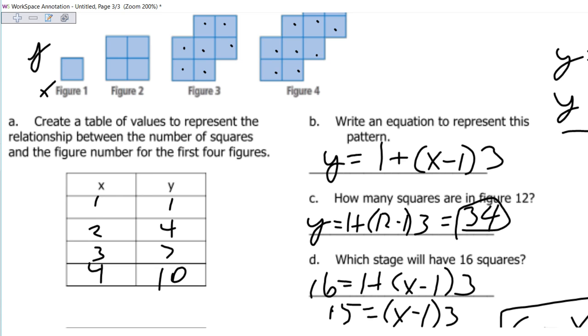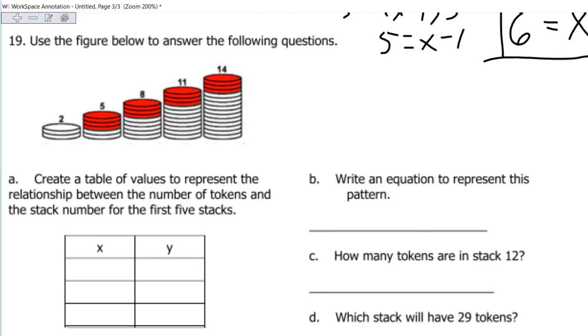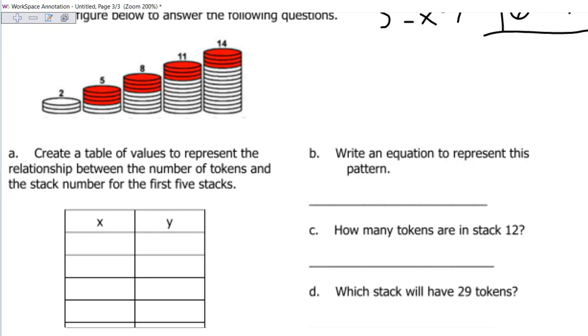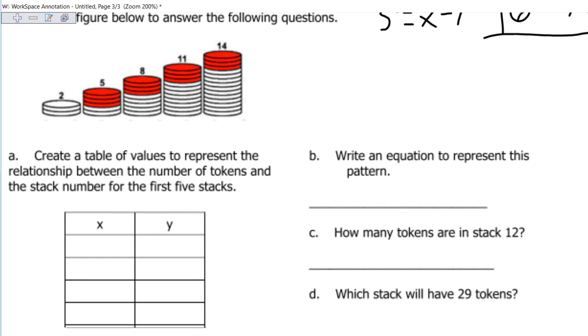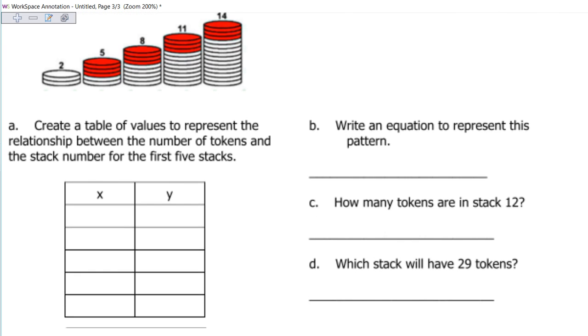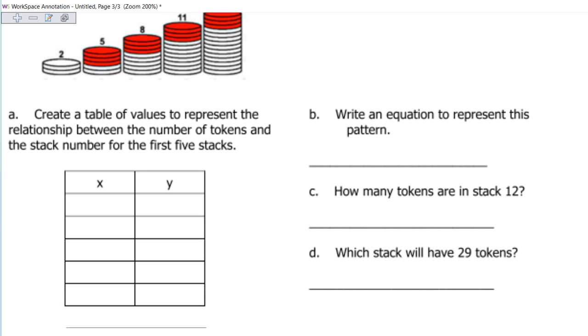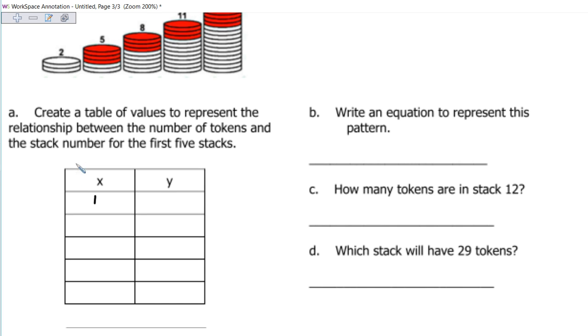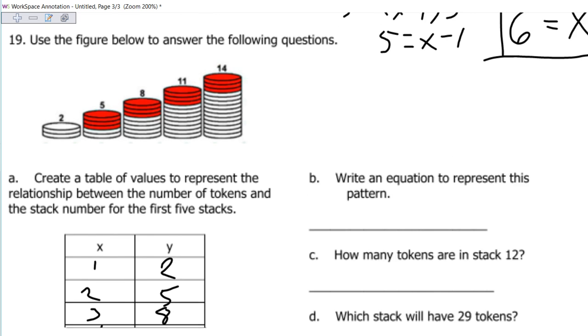Okay? And we can do the same kind of a pattern down here on these chips. So it says, we're going to use the below table, the figure below, to answer the following questions. So it says, first off, to create a table of values to represent the relationship between the number of tokens and the stack number for the first 5 stacks. Now, I know that y'all's looks just a smidge bit different, but y'all have the same questions. So it's all good. Now, stack 1, 2, 3, 4, and 5. So that's going to be 2, 5, 8, 11, and 14.